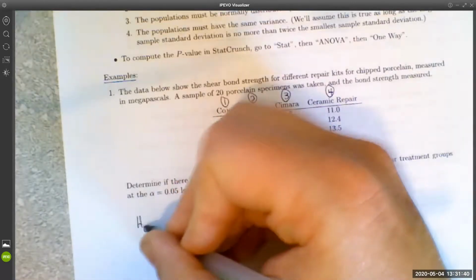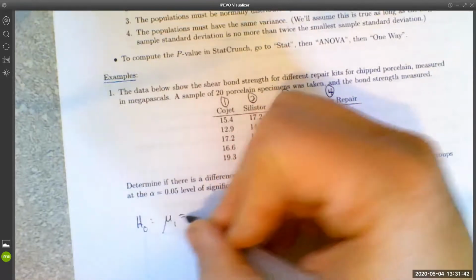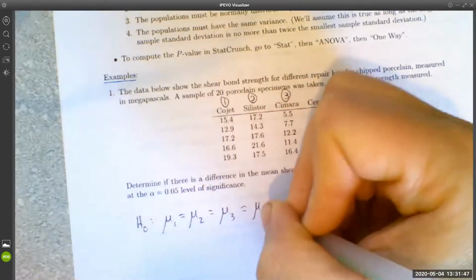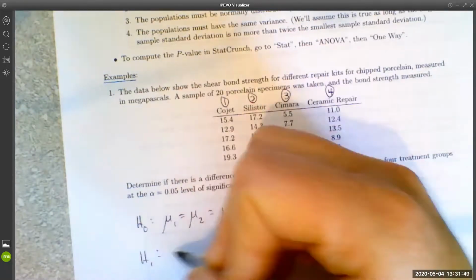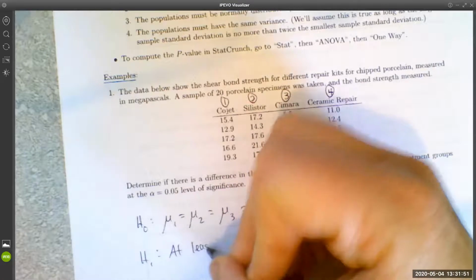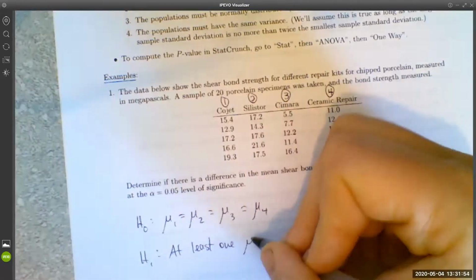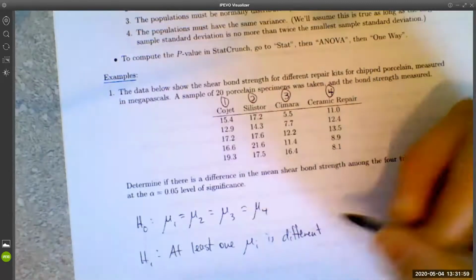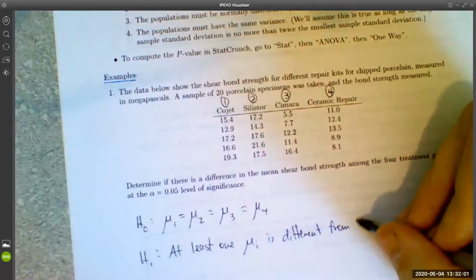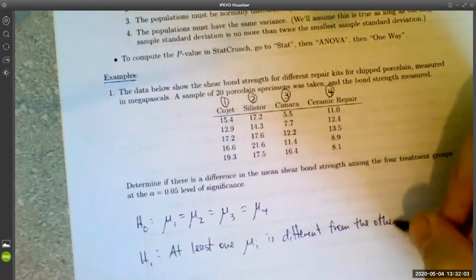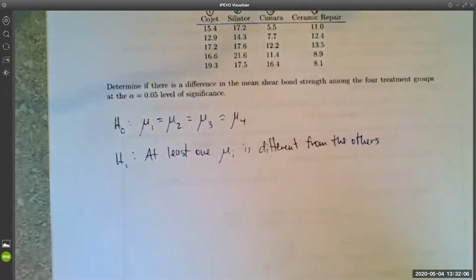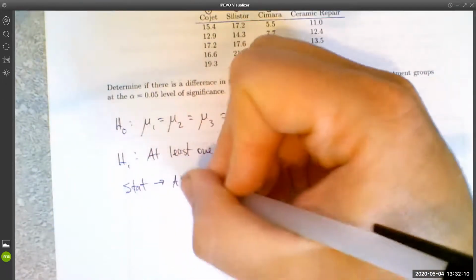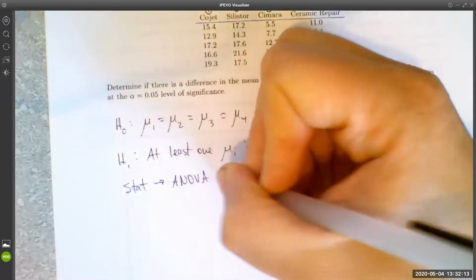So the null hypothesis is that there's not a difference, right? That the mean bond strength is the same for all 4 kits. The alternative is that at least one mean is different from the others. Okay, and to run the test, we go Stat, ANOVA, one way.